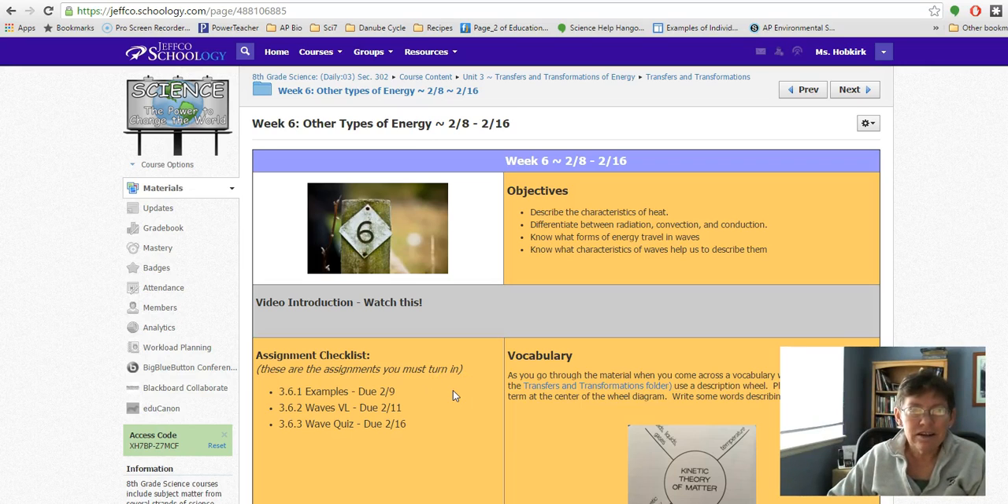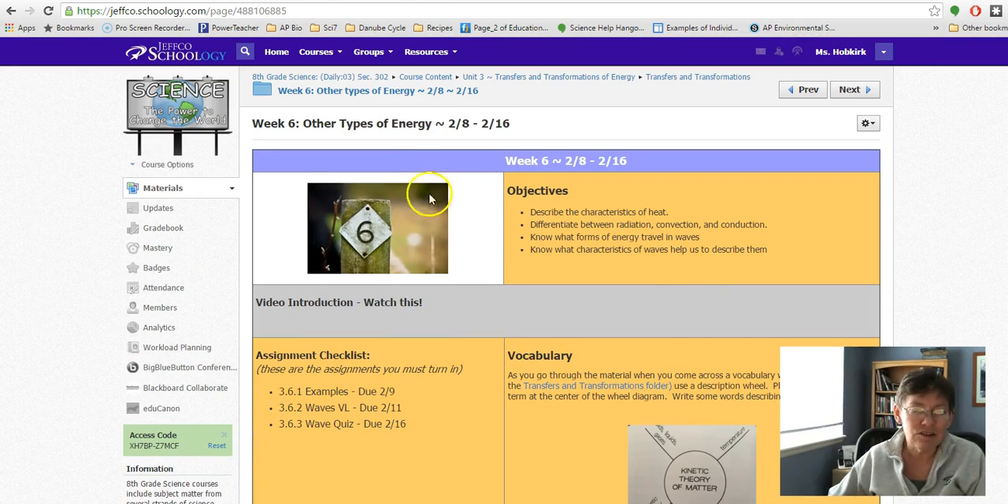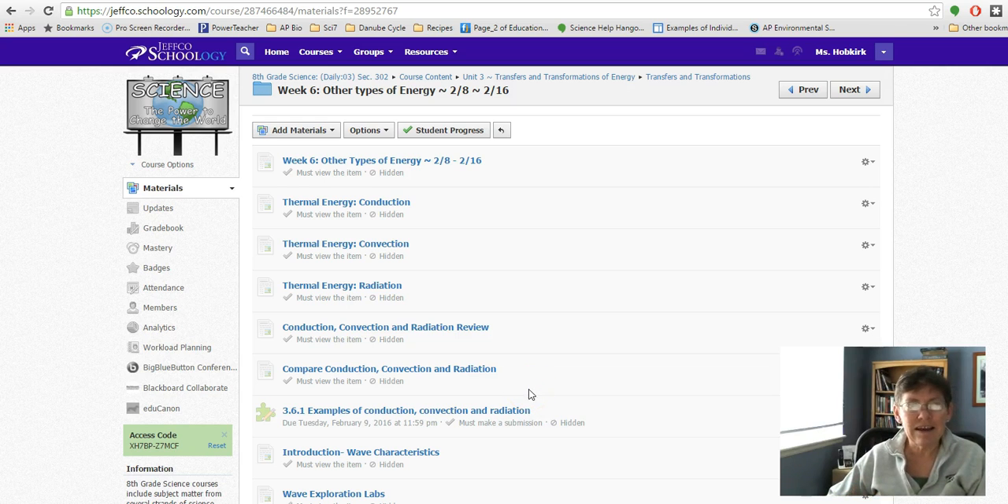So we've been talking about types of energy, and this week is kind of a mixed bag on types of energy. So there's several kinds that you're going to look at, and some of these you've actually talked about a little bit earlier in this unit. So when you were reading the Bite Size website, you read about conduction, convection, and radiation. So we're going to cover those a little more in depth this week.